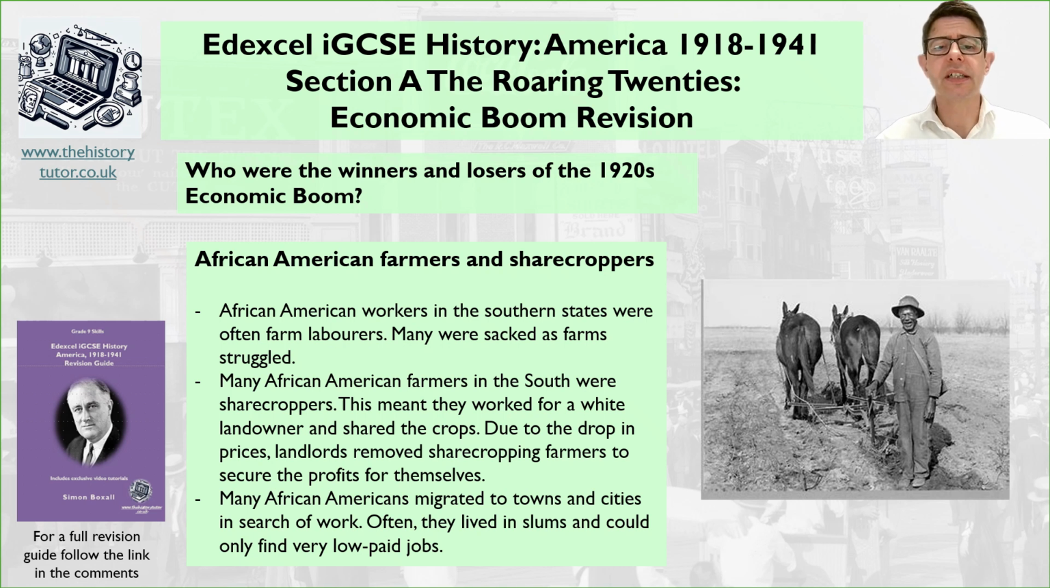African American workers in southern states were often farm labourers, so many were sacked as farms struggled. They were the first ones to lose their jobs. Also, many African American farmers in the South were sharecroppers. This meant that they worked for a white landowner and shared the crops. Due to the drop in prices, landlords removed sharecropping farmers so they could have all the profits. So again, more displaced African American farmers. So many African Americans migrated to towns and cities looking for work. Often they lived in slums and only found very low paid work.